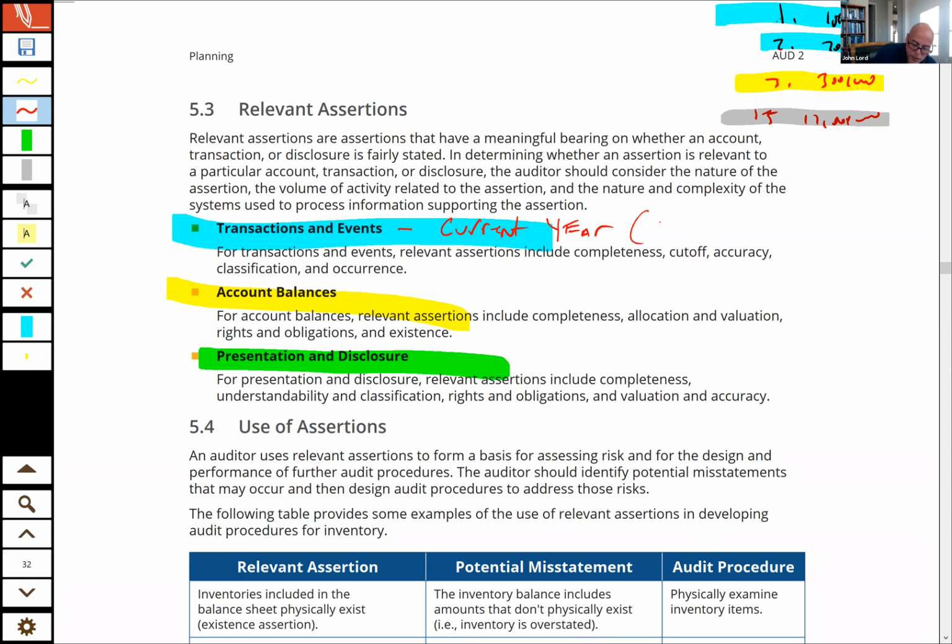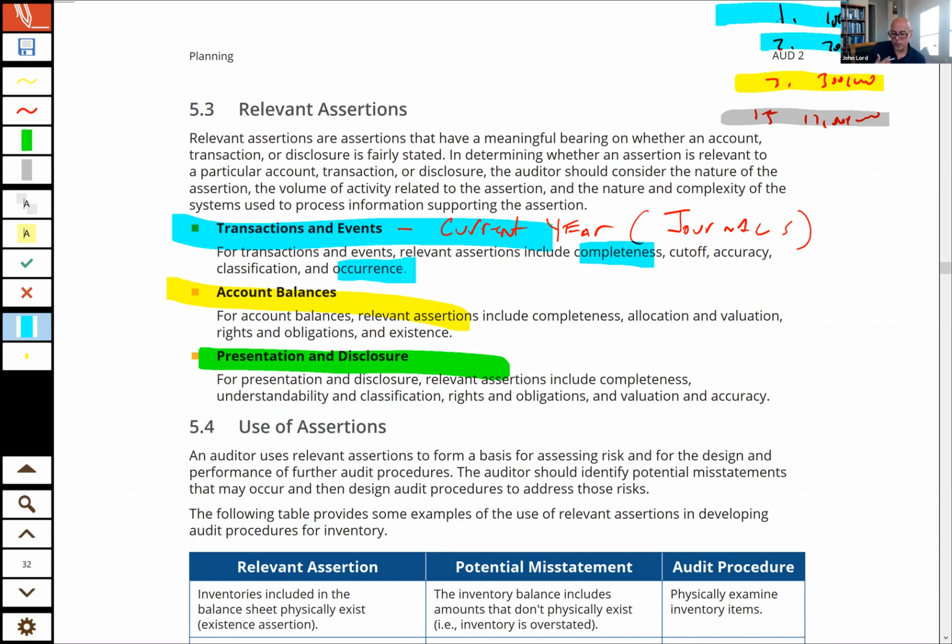So it's probably stuff that's going to be reported in the journals. Okay. Now, when you look at the assertions here, they tell us what? Relevant assertions include completeness. We just saw that. Include occurrence, right? We saw completeness.